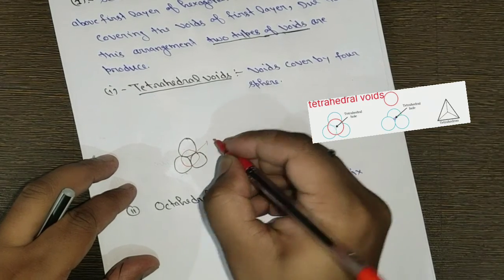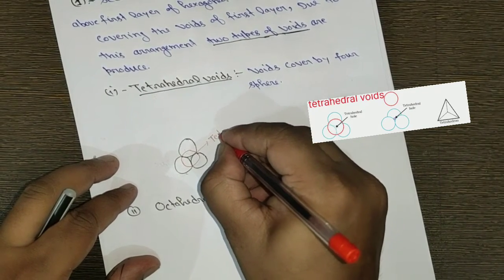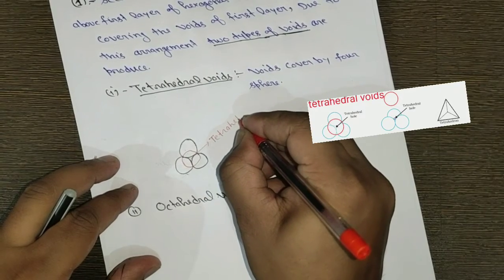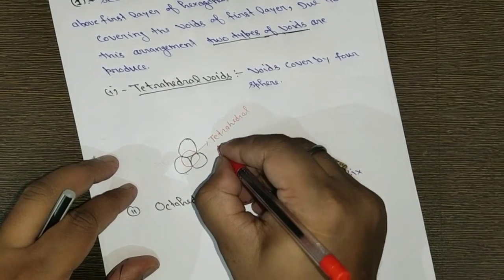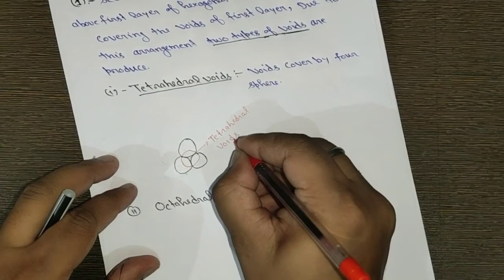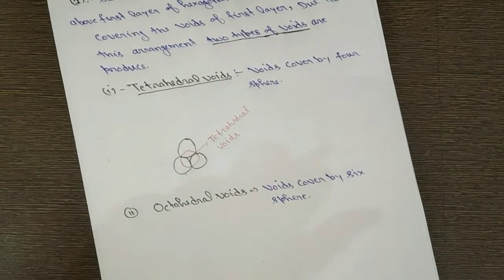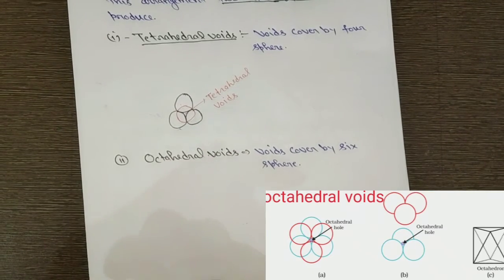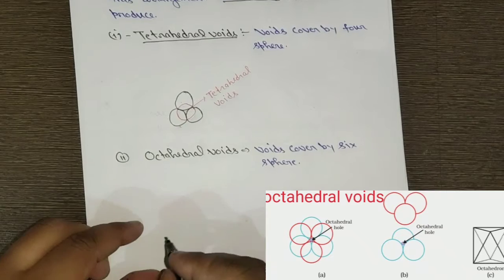Voids covered by the 4 spheres are called tetrahedral voids. Next, octahedral voids. Voids covered by the 6 spheres are called octahedral voids. We can draw the figure.